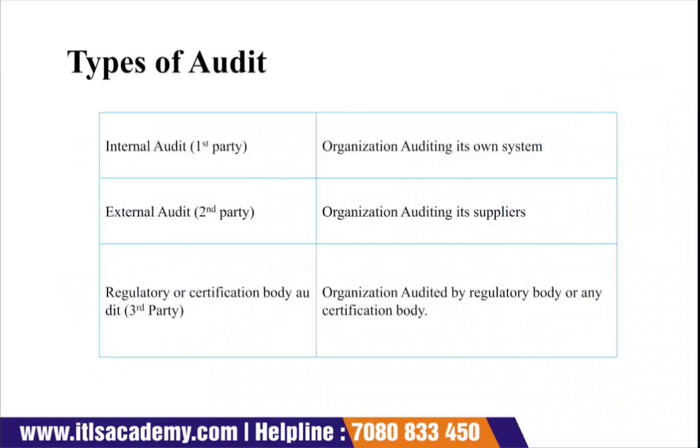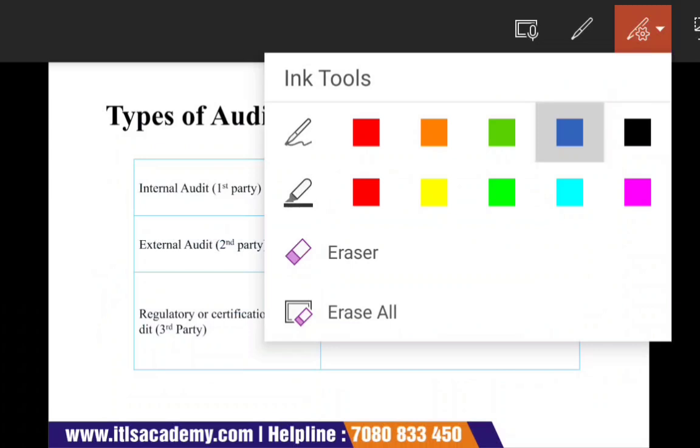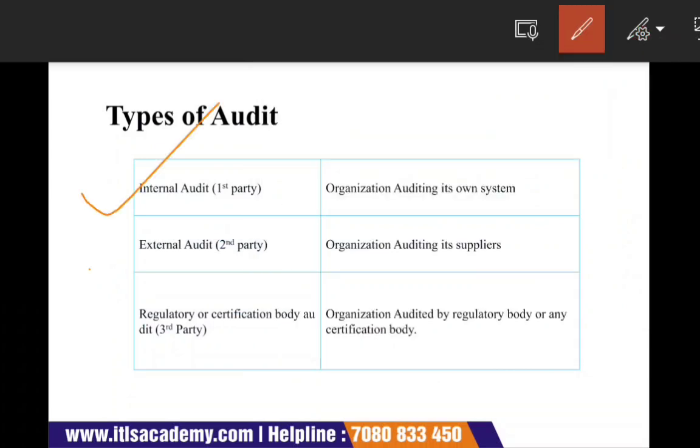Okay, now moving to the types of audit. As I already told you, there are three types of audit. The important ones are the internal audit and the external audit, and the third one is the regulatory, or you can say the certification body audit. That is called the third party.